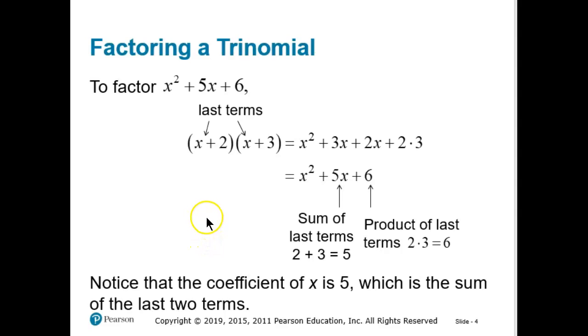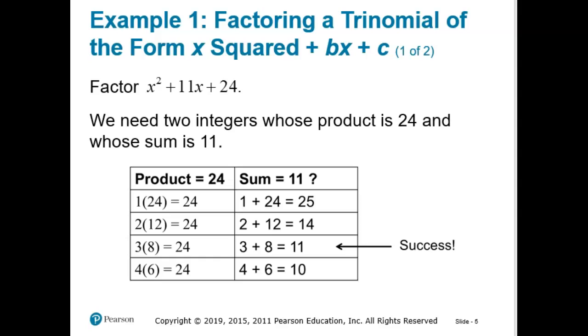And if you think about this, if you look at the x squared term and there's a 1 in front, then you can follow these rules. Simply realize that there's got to be a number that multiplies together to be 6 and adds together to be 5. So let's practice factoring this: x squared plus 11x plus 24.